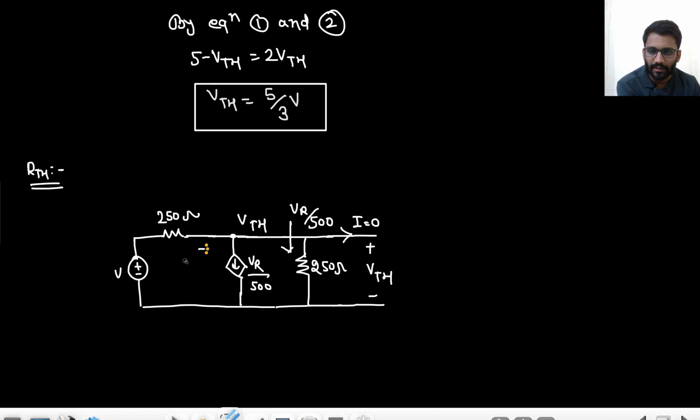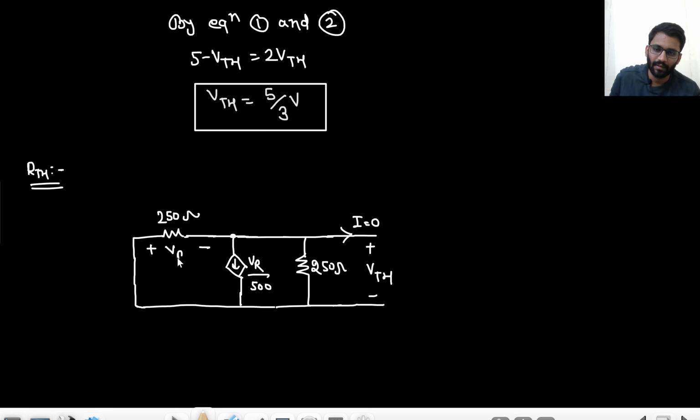Let's forget this. This will be gone to ground, because in case of finding RTH, we will nullify the effect of the independent voltage source and current source. And this is no more VDC. Forget about this. This VR is there. This is your VR, right? And this current is not 0 now. You have to find RTH here.